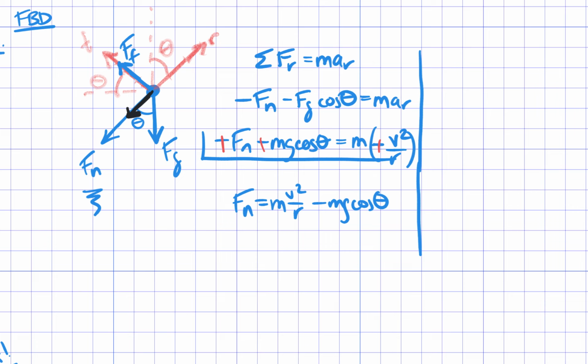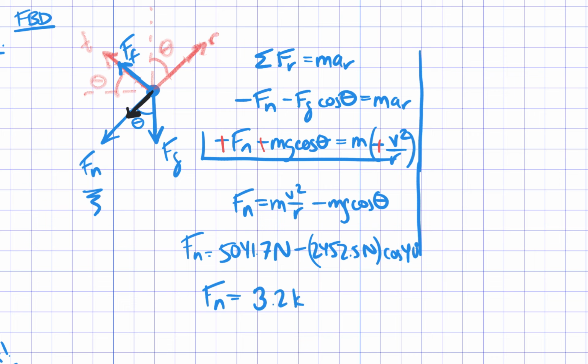Okay, now in this case, this is nice. I'm going to show the plug and chug step on this particular one because we're going to need one more thing than we have had in the past. Okay, minus mg. mg is 2452.5 newtons. But now we have to multiply this by the cosine of 40 degrees. Okay, so the normal force equals whatever that is. Looks like about 3.2 kilonewtons.